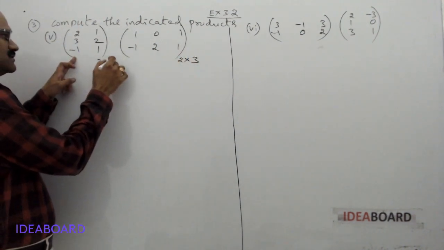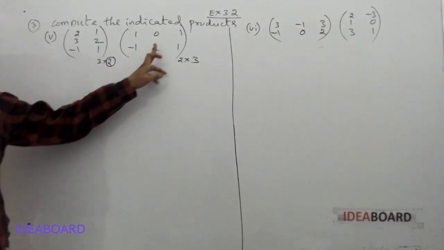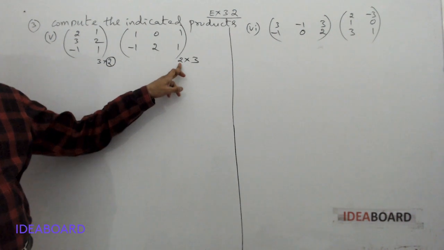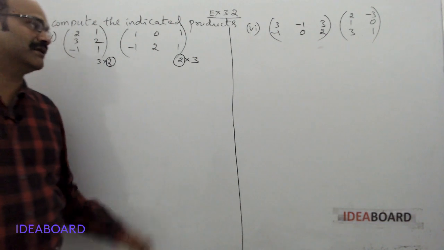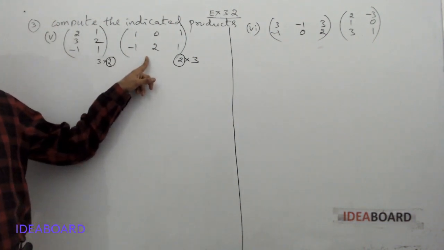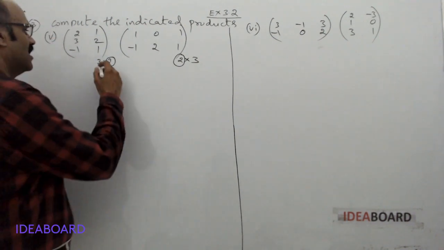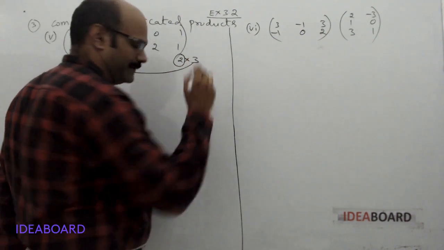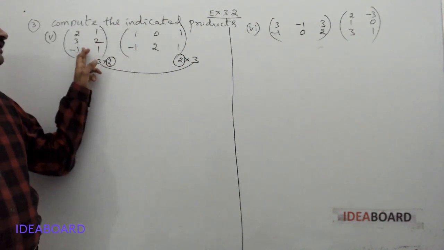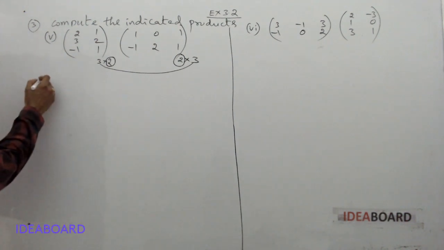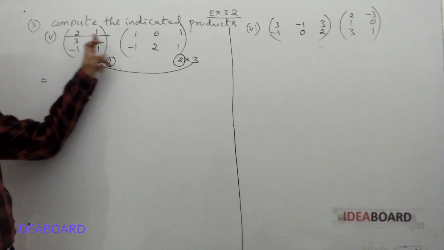The number of columns in the first matrix, we are having 2. The number of rows in the second matrix, we are having 2. Since these two are same, we can multiply these two matrices. After multiplying, we get a matrix of order 3 by 3. While multiplying, first we have to take the first row and multiply the first row with the first column.